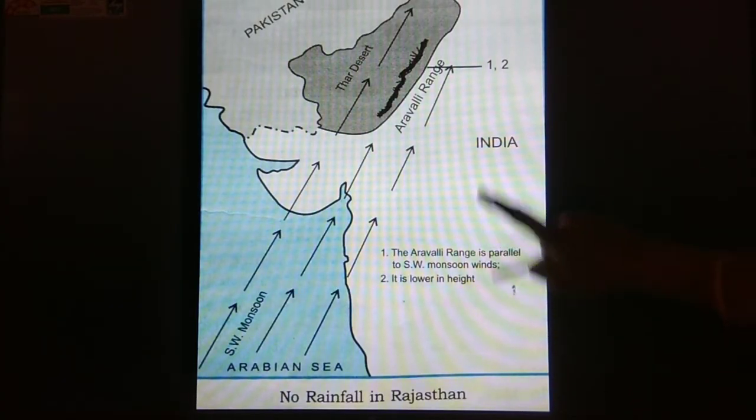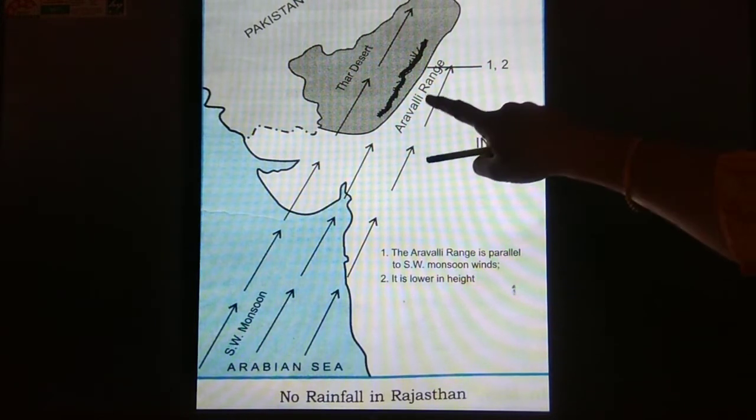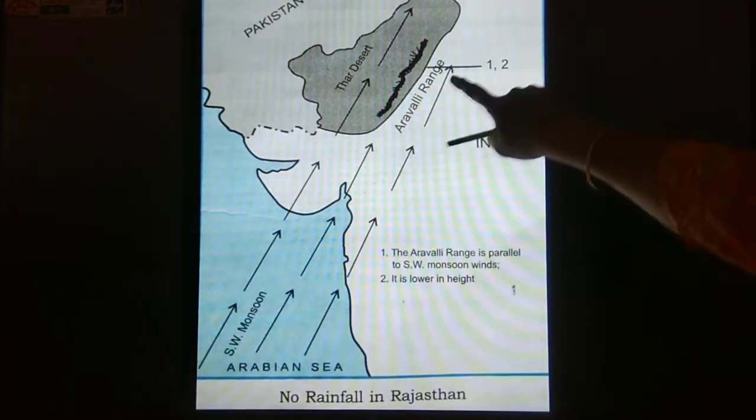The next important relief is in Rajasthan. Clear? And it is the Aravalli ranges, right? In Rajasthan, the Aravalli ranges are parallel to the southwest monsoon. They are unable to block the southwest monsoon, and that's the reason they are unable to give enough rain to Rajasthan.